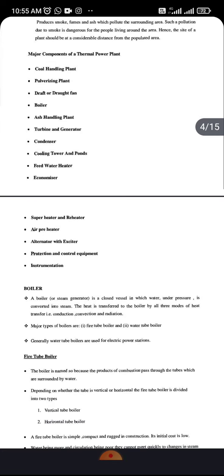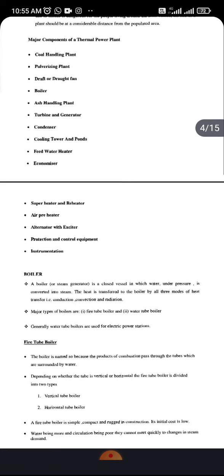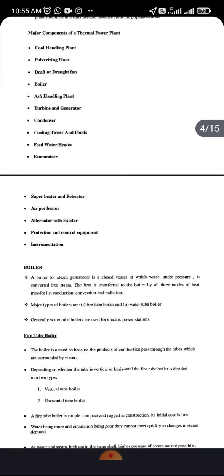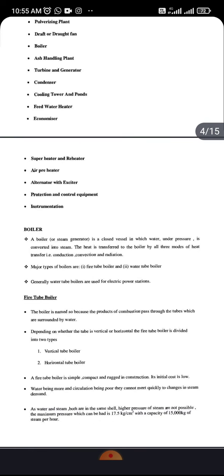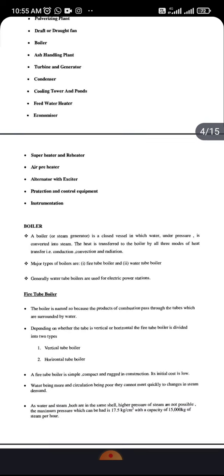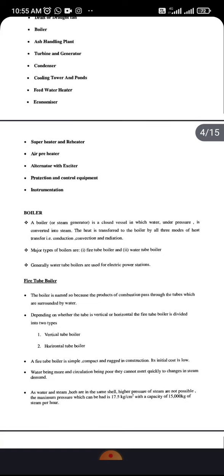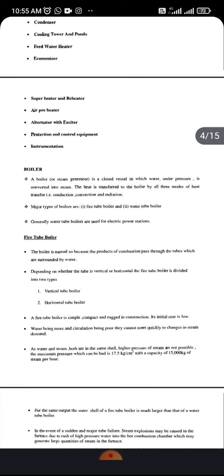So what is the use of a boiler? A boiler is used to generate the steam which is used to rotate the turbine, and there are basically two types of boiler: fire tube boiler and water tube boiler. Generally, the water tube boiler is used in electrical power stations.